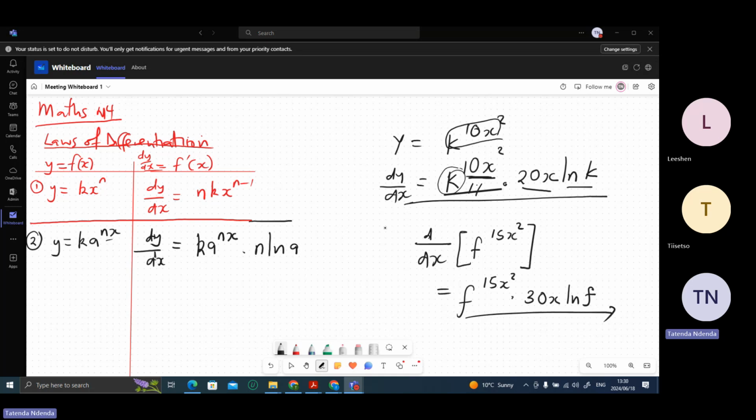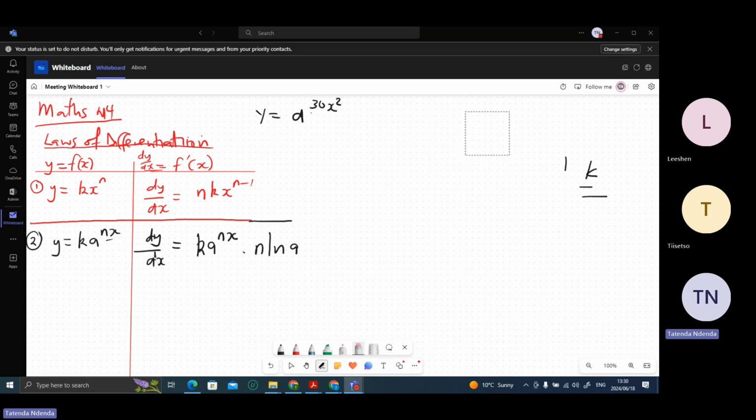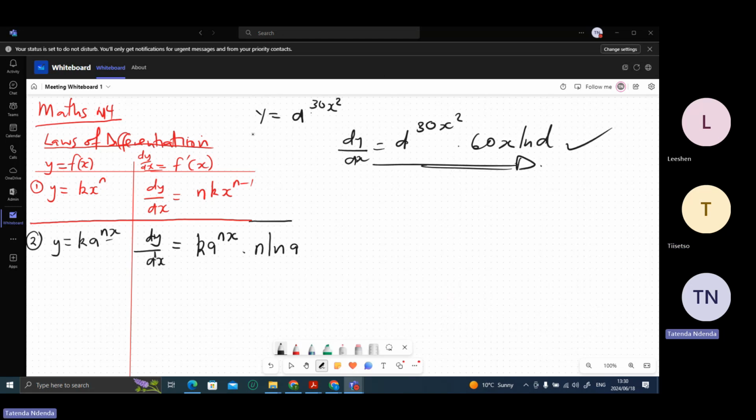Yeah. Okay, then this one is for you, Mr. So it's gonna be y is equals to d to the power of 30x squared. It is gonna be d to the power of 30x squared times 60x ln d. Okay, so that's it. Okay, so I think this is our second equation. We are all familiar with it now.